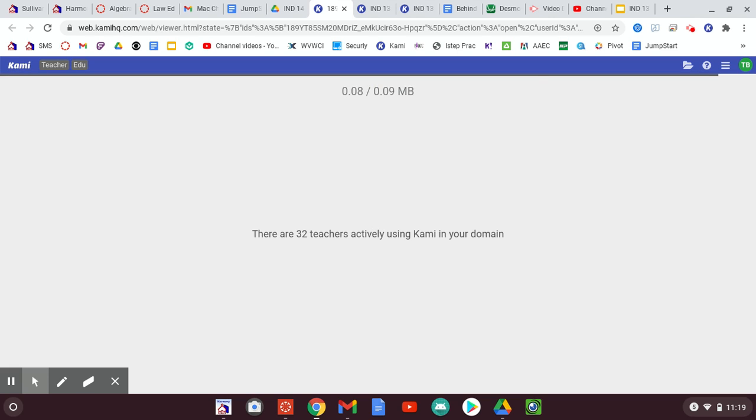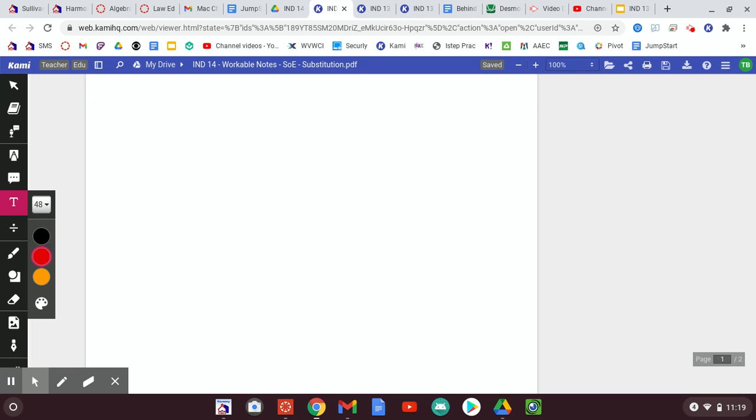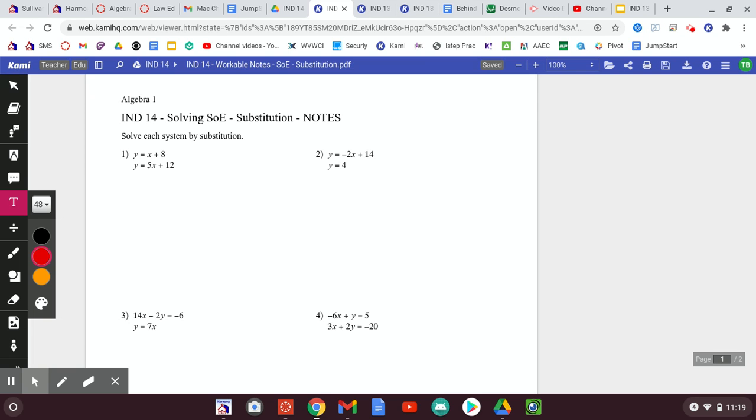Okay, for those of you at home, we are starting indicator 14 today, and so you will need to copy down here in a second. I'll show all the steps needed to solve these, and then each one of these examples, copy those down in your notes. We will have a note check later in the week.